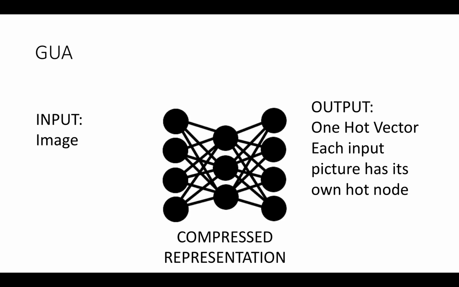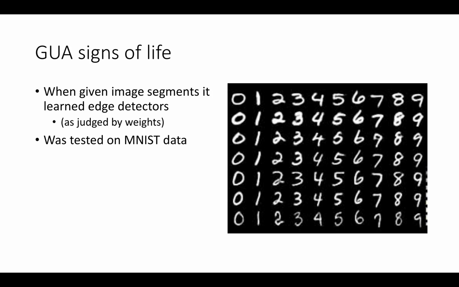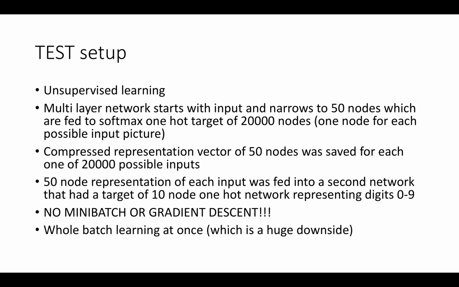So what ended up happening with such a setup is that unsupervised learning was done. As it says here, the multi-layer network starts with input and narrows down to 50 nodes, which are fed to softmax, with a one hot target of 20,000 nodes, that was later, one node for each possible input picture. Then, when the training was finally finished and we had our network, we ran it through all of the pictures that were actually processed. And what ended up happening was that we ended up with a 50 node vector representation of each picture.